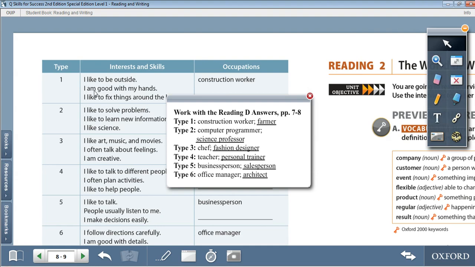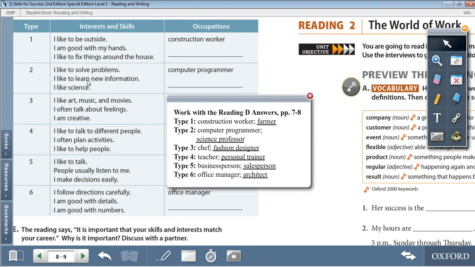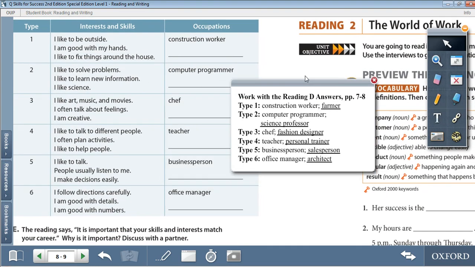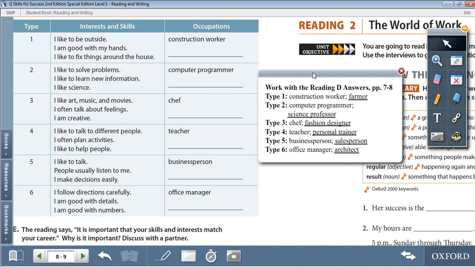Now as you can see, the interests and skills are the same from the career test on page 5. For example, number 1 or type 1, we have I like to be outside, I am good with my hands, I like to fix things around the house. So, occupations that suit these interests and skills are construction worker and farmer. So the correct answer is farmer, which you need to write in here.